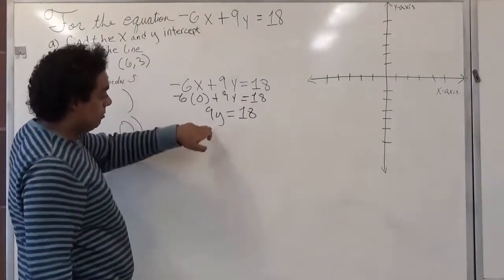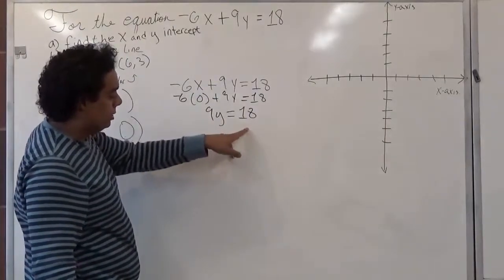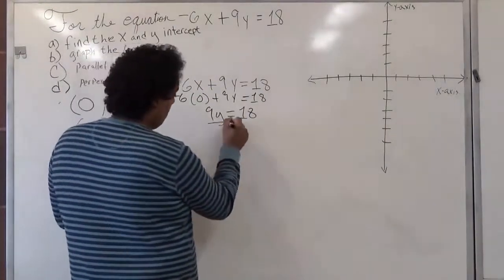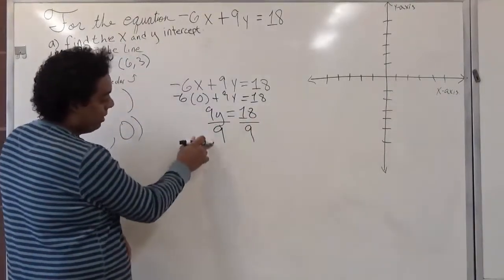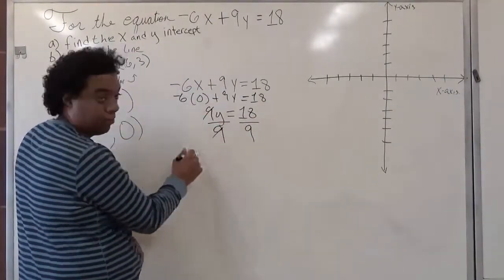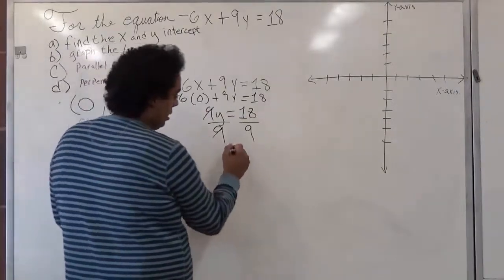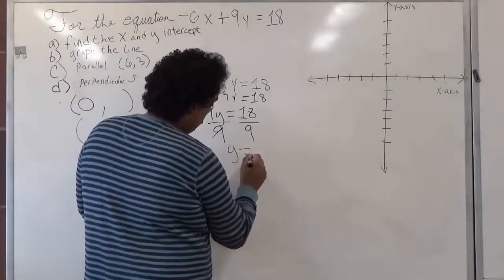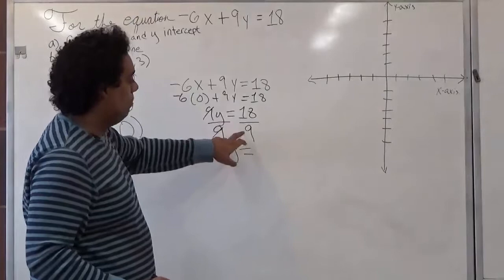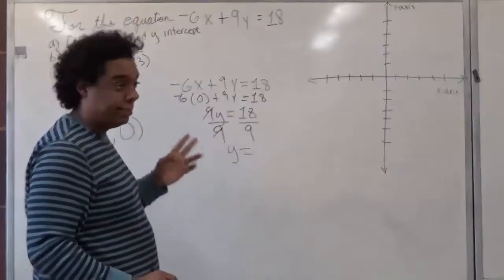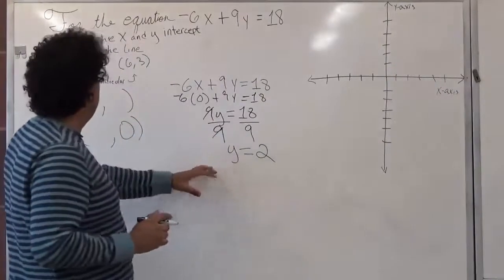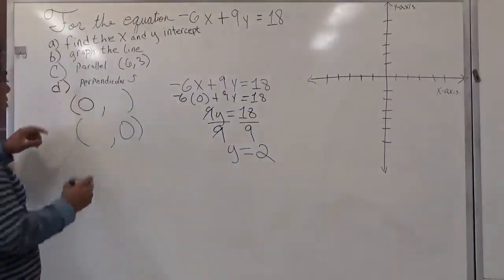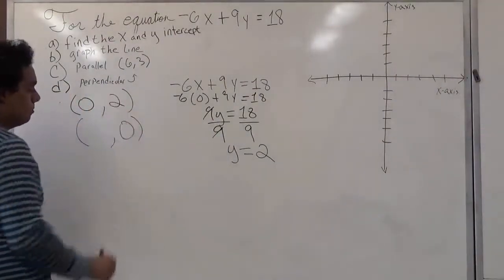Now we just divide both sides by 9 to isolate our y. Divide by 9, divide by 9. 9 divided by 9 cancels out, 9 over 9 is going to give you 1, and 1 times y is just y. So y equals 18 over 9, but 18 divided by 9 is 2. So y equals 2. For our y-intercept, we have the point (0, 2).